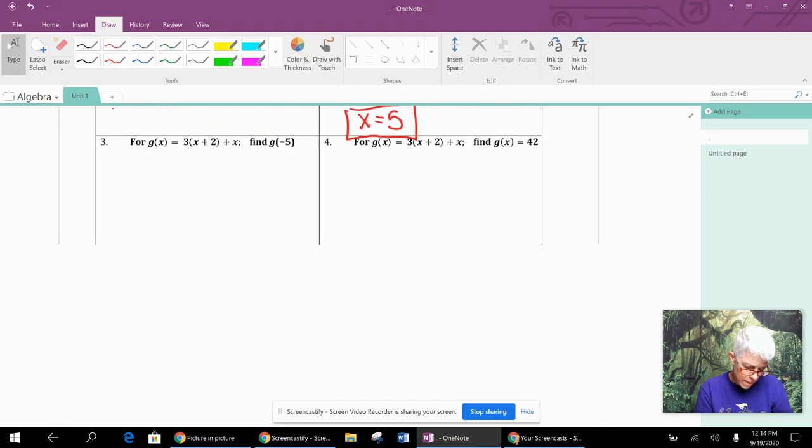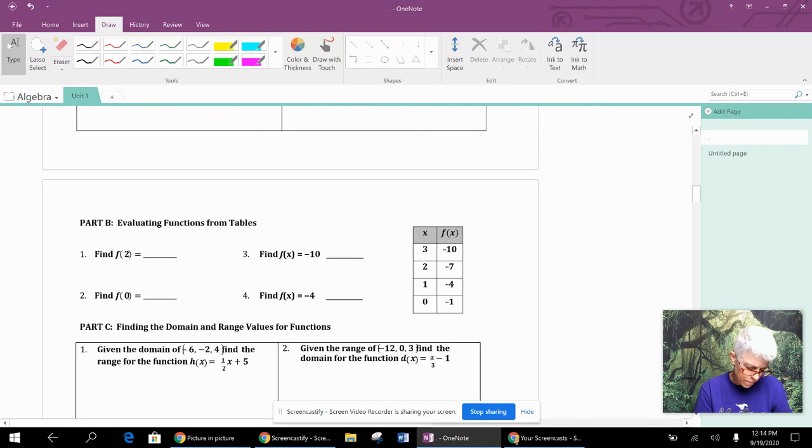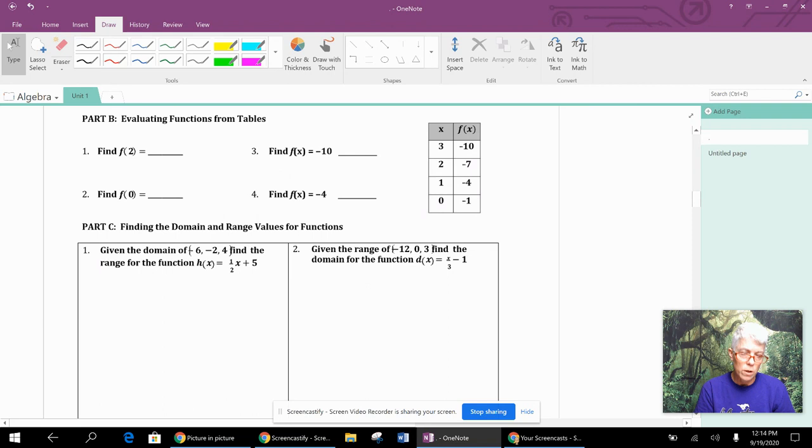All right, we're going to skip that 3 and 4. And we're going to look at what it looks like on a table. So easy, but you can't mix it up. So f of 2. Are they giving me x or y? It is the x. X equals 2. So I look at my chart and I go, oh, look, there's x is 2. What's y? Oh, it's negative 7.